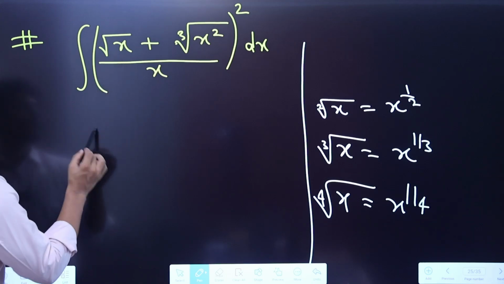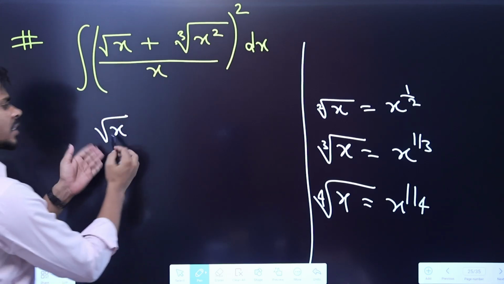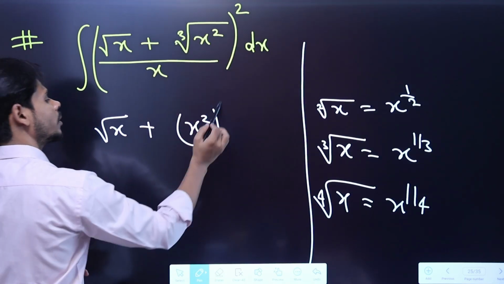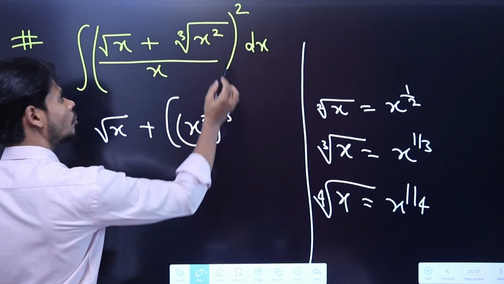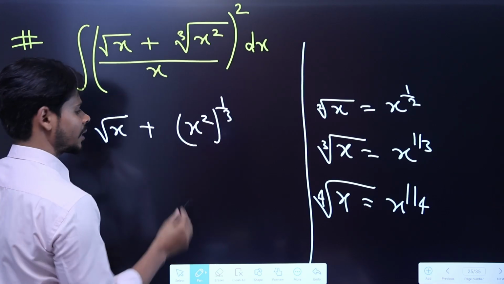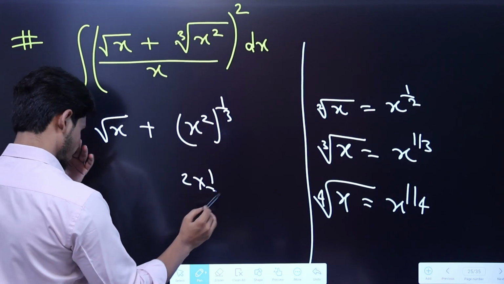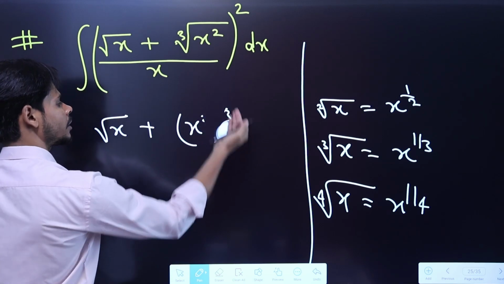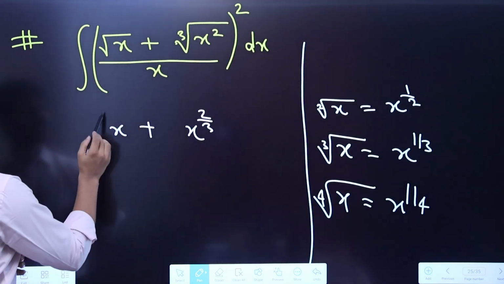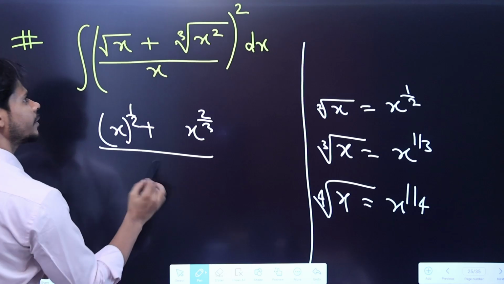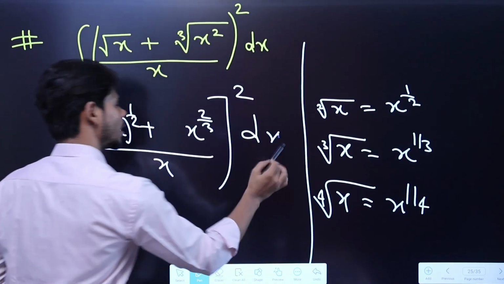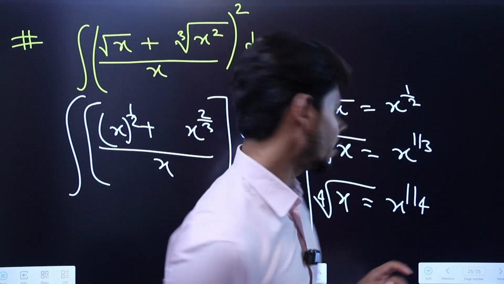So this will become, no doubt, under root x, or you can say x raised to power 1 by 2, plus this will look like x square raised to power of order 1 by 3. If I multiply it will become 1 by 6, right? 2 by 3. So the power gets multiplied to make it 2 by 3. x raised to power 2 by 3, right? And it is nothing but x raised to power 1 by 2 plus x raised to power 2 by 3, whole divided by x, and this is whole raised to power 2. And now we need to find the integral of this given function.